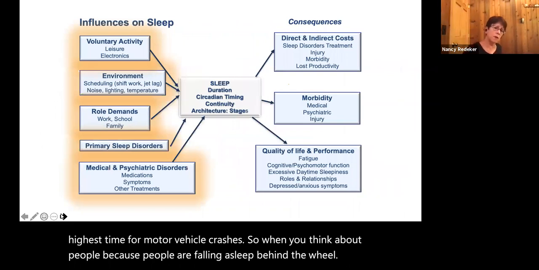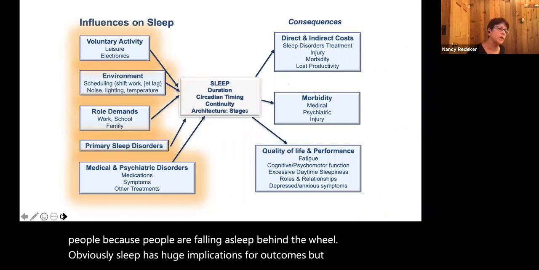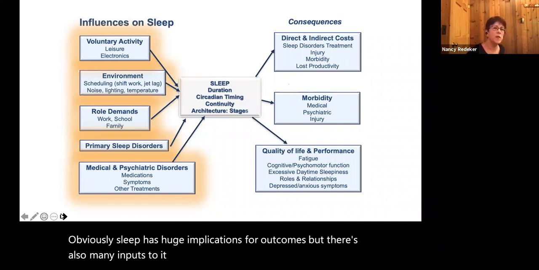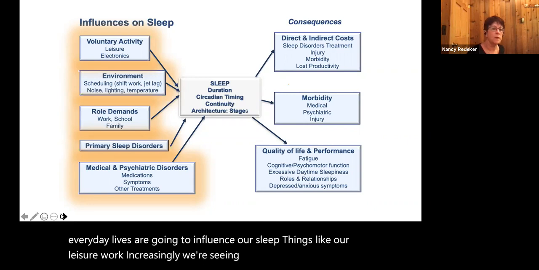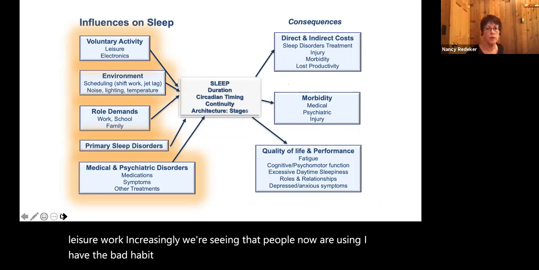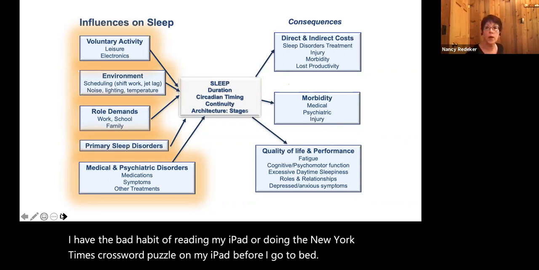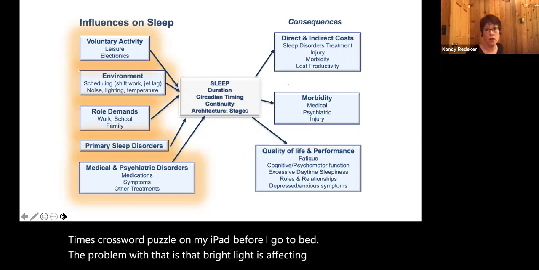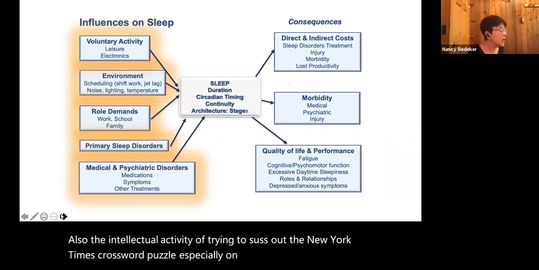So obviously sleep has huge implications for outcomes, but there are also many inputs to it. Some of the things we do in our everyday lives are going to influence our sleep, things like our leisure and work. Increasingly, we're seeing that people are using devices. I have the bad habit of reading on my iPad or doing the New York Times crossword puzzle on my iPad before I go to bed. The problem with that is that bright light is affecting my circadian clock. Also, the intellectual activity of trying to suss out the New York Times crossword puzzle, especially on a Friday or Saturday, is waking me up.